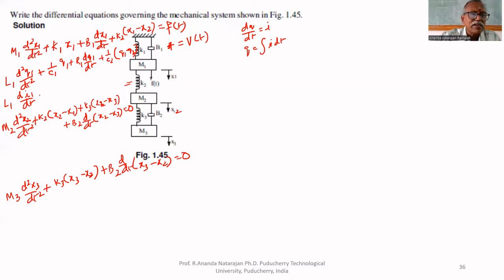Therefore, we can write L1 di1 by dt plus 1 by C1 q equal to what? Integral of i dt. Therefore, integral of i1 dt, plus R1 i1 because dq by dt equal to i, plus 1 by C2 (q1 minus q2), which equals the integral of (i1 minus i2) dt, equal to V of t. So we got it in terms of current.